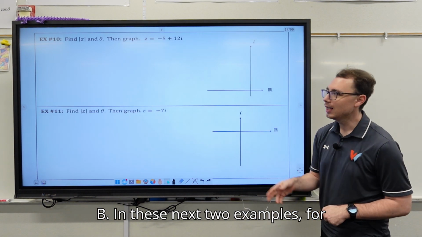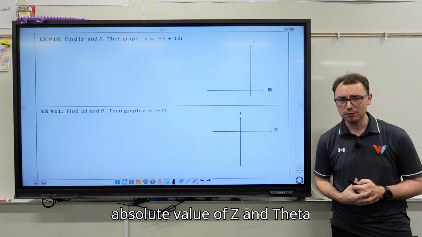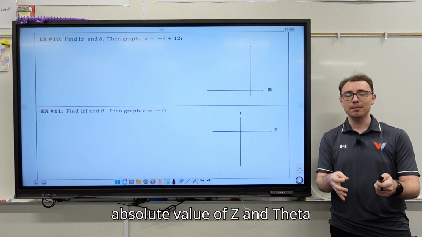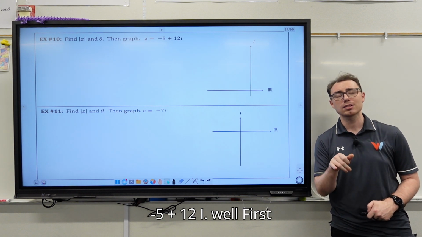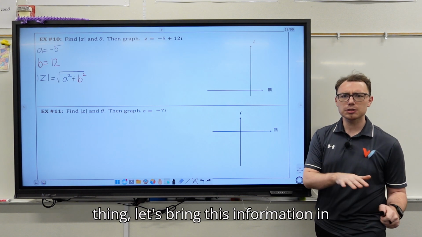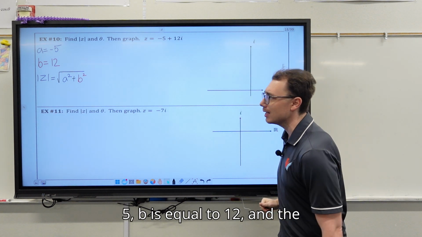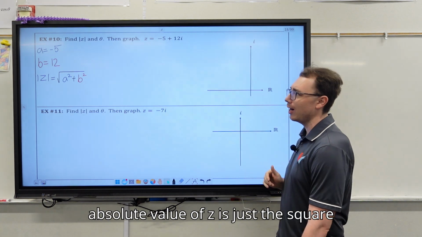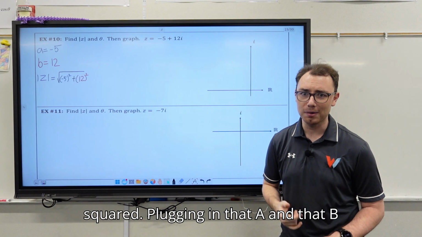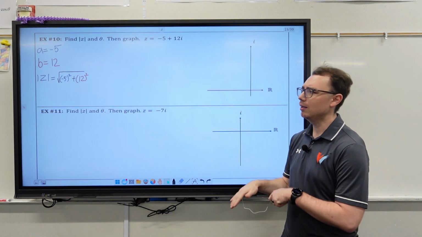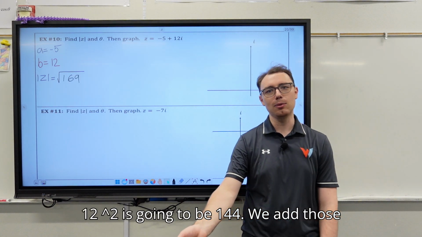In these next two examples, for example 10, we're going to find the absolute value of z and theta, and then graph z = negative 5 + 12i. First, let's bring this information in, where a is equal to negative 5, b is equal to 12, and the absolute value of z is the square root of a squared plus b squared. Plugging in negative 5 and 12, 5 squared is 25, 12 squared is 144.